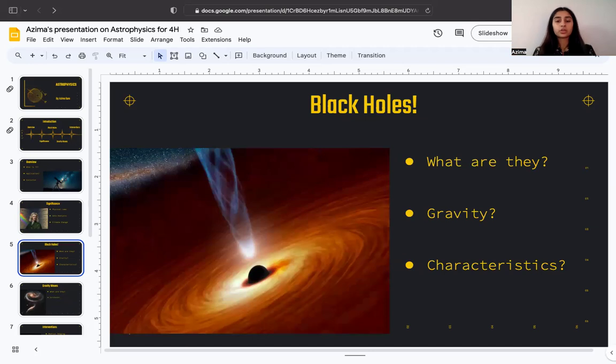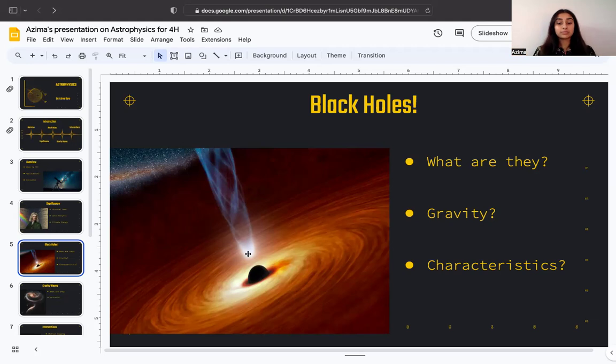Black holes. So this thing right here is a black hole. What are black holes? Black holes are the product of massive stars' death. And these stars aren't just big. They're 8 to 10 times the mass of our sun. When these stars die, they leave such an impact on the world that it creates a dense object, also known as a black hole.